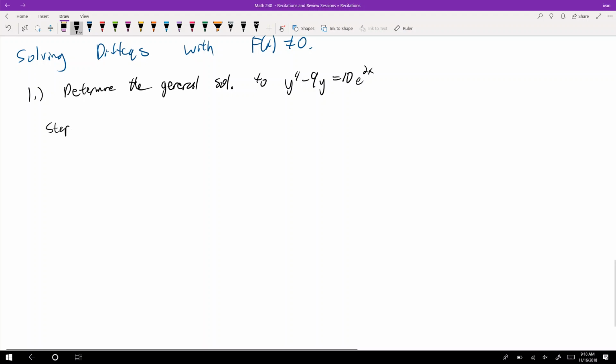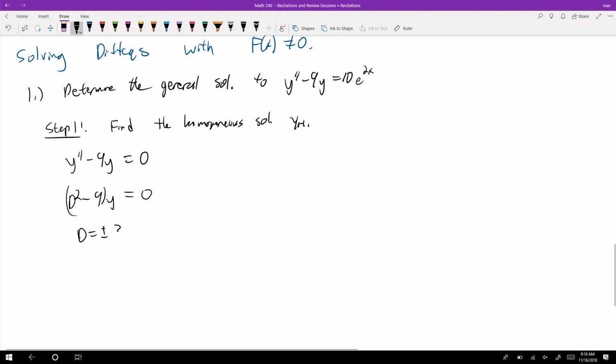So step one is the following: is to find the homogeneous solution yh. So what we're going to do is we're going to take y double prime minus 9y, and we're going to set it equal to 0, and we just have to find the solution to this. All right. So this is what we did all of last week, and this should be nothing new. So I'm going to do it quickly. D squared minus 9 applied to y is equal to 0. D is equal to plus or minus 3, so yh is equal to c1 e to the negative 3x plus c2 e to the 3x.